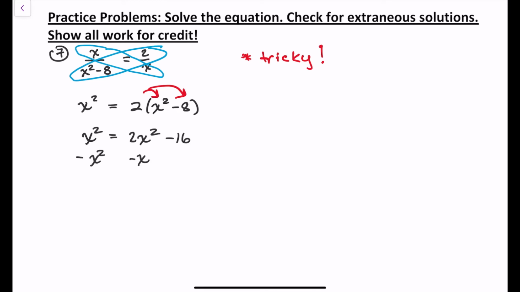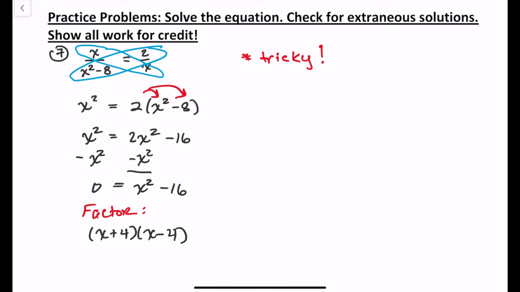I'm going to subtract the x squared to the higher x squared side. So 2x squared minus x squared. And I'm left with 0 is equal to x squared minus 16. So if you did it this way, you probably didn't screw it up. You would factor. So we get difference of squares, x plus 4 times x minus 4. And I set each factor equal to 0. And I get my two answers, negative 4 and positive 4.